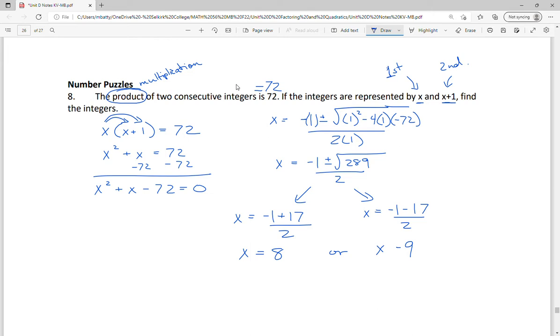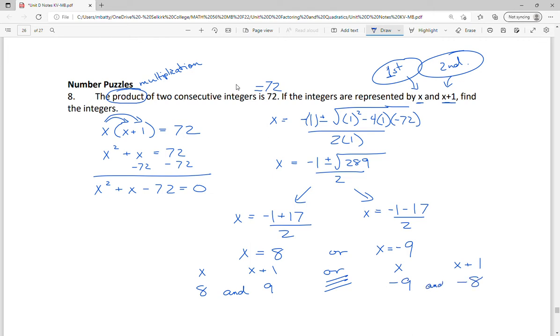We are going to go back to the two statements that we had for the first and the second number. So we know that we've got x and x plus 1. So we'd have 8 and 9. Or, remember we're entertaining both of these options. If I go to x and x plus 1, I'd have -9 and -8. So these are my options.